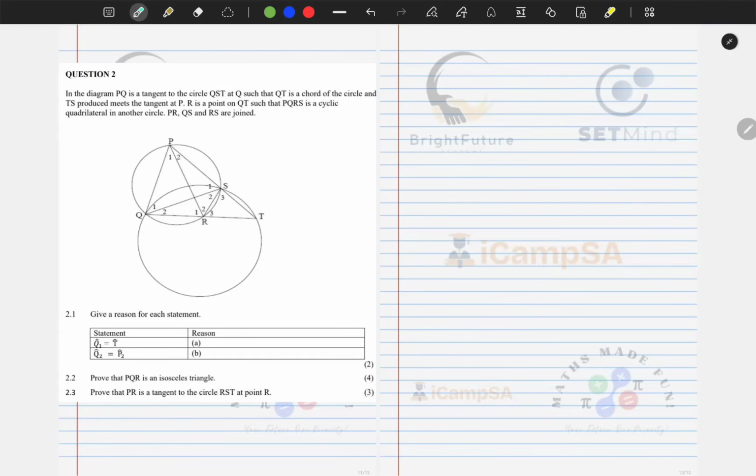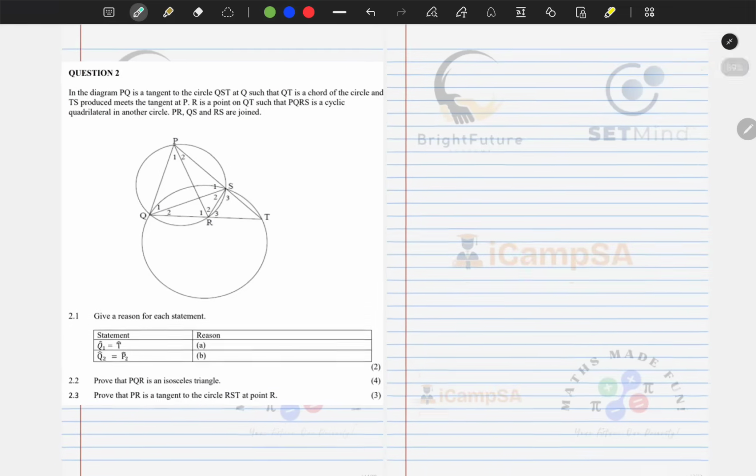If you observe carefully, it is the tangent to the circle QST at Q, such that QT is a chord of the circle and TS produced meets the tangent at P. R is a point on QT such that PQRS is a cyclic quad in another circle. Then we are told PR, QS, and RS are joined. So we are required to give the reasons for each of the statements.